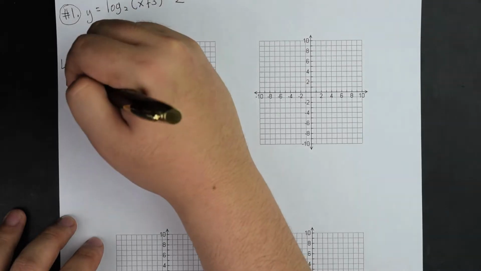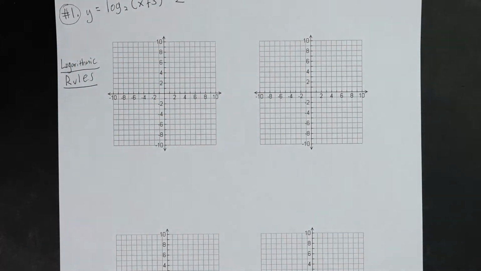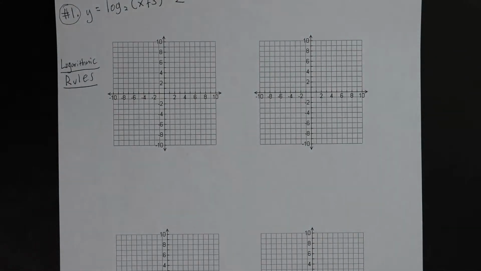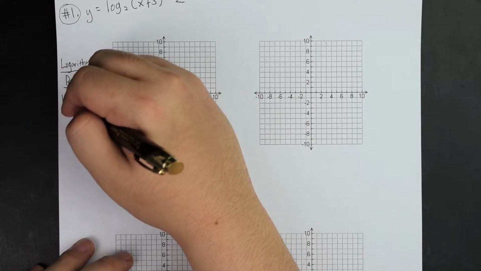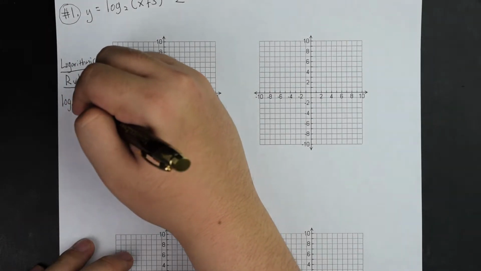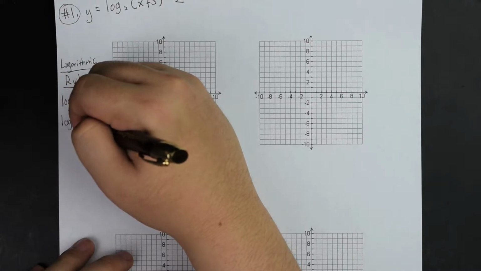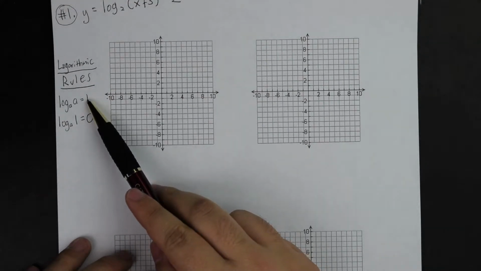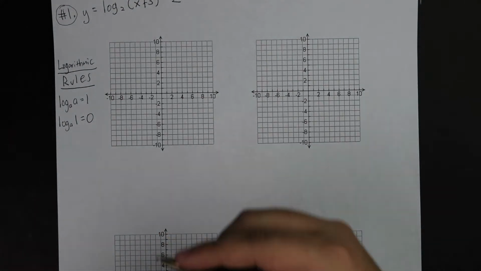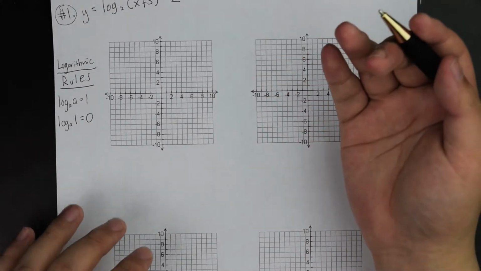Logarithmic rules. The logarithmic rules that exist, in order to graph this, are based on these two equations. So log a of a equals 1, and log a of 1 equals 0. These are the two rules that I'm going to be constantly using throughout this computation, in order to do these types of questions.